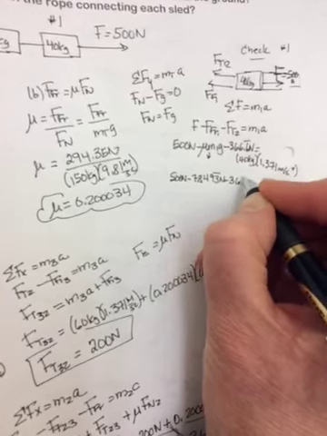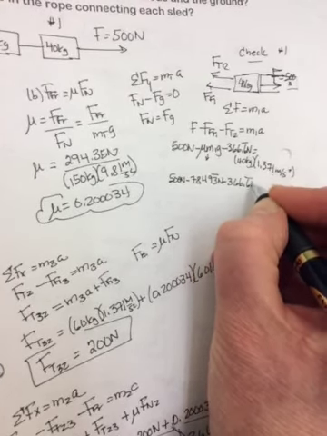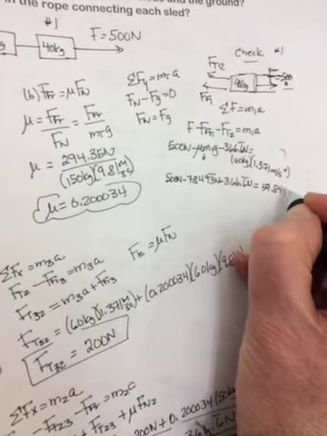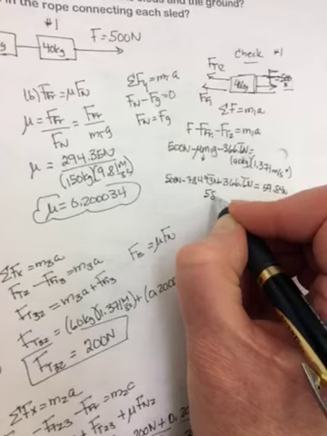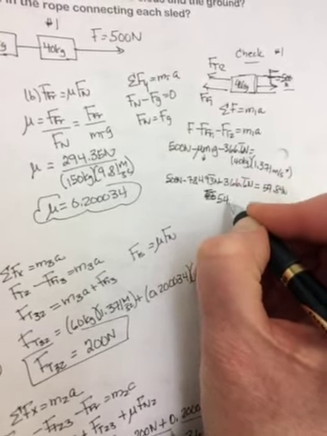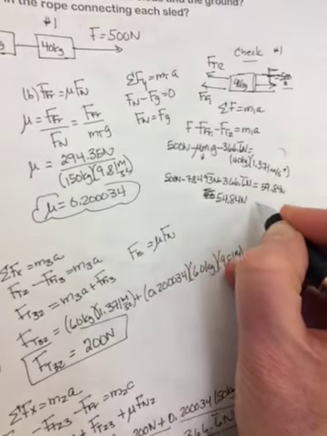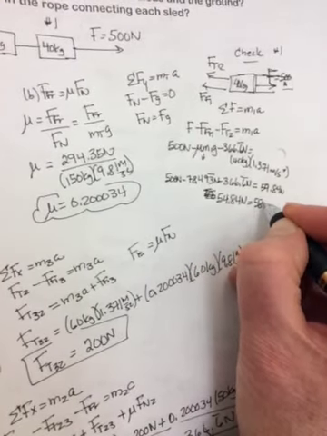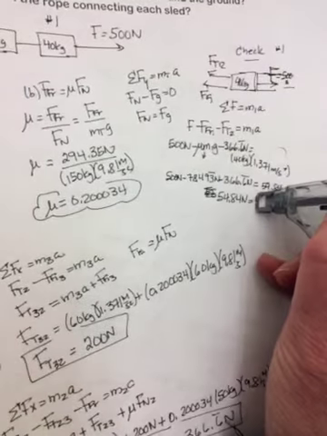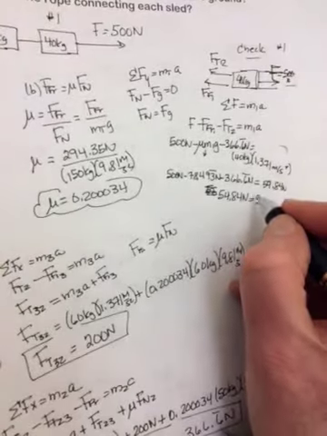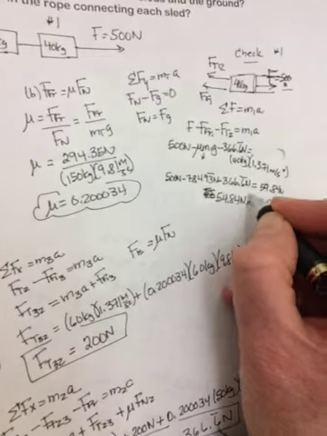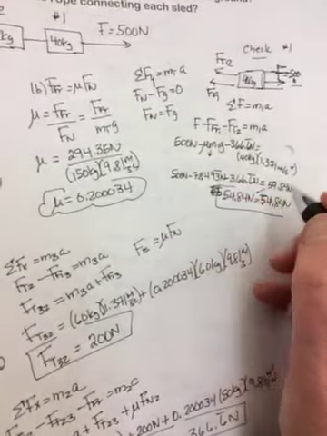minus 366.6 repeating. And on the other side, it's 54.84. And lo and behold, on this side, it's 54.84 newtons, which is equal to 54.84. It's too bad I can't write that number right. 54.84 newtons. Check.